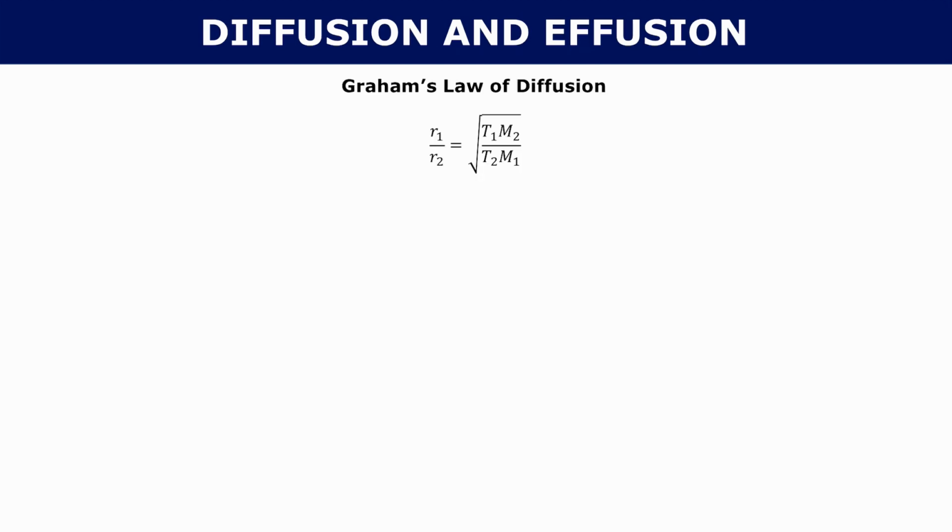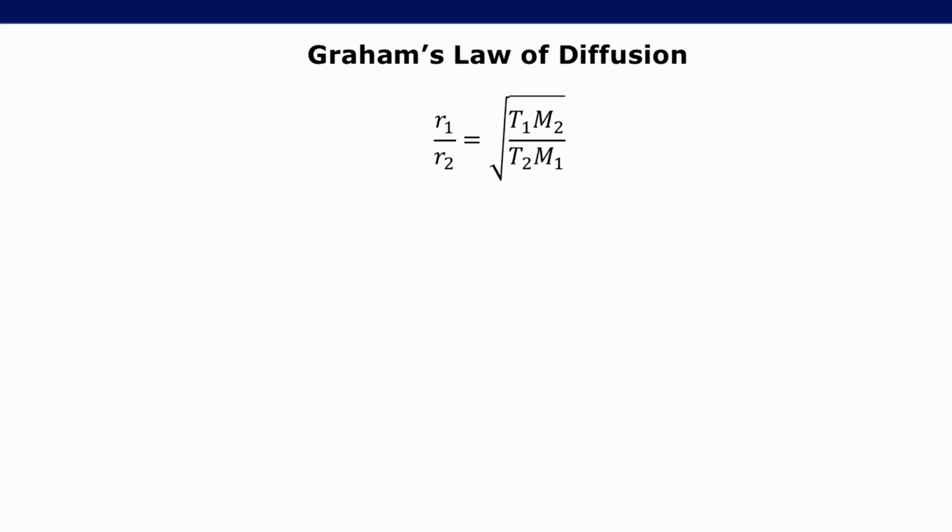So let's talk about Graham's law of diffusion. Although this is Graham's law of diffusion, it also kind of works for effusion. It tells us that the rate of diffusion of one gas over the rate of diffusion of the other gas is equal to the square root of the temperature of the first gas times the molar mass of the second gas over the temperature of the second gas times the molar mass of the first gas. And to see how this works, let's do a problem.